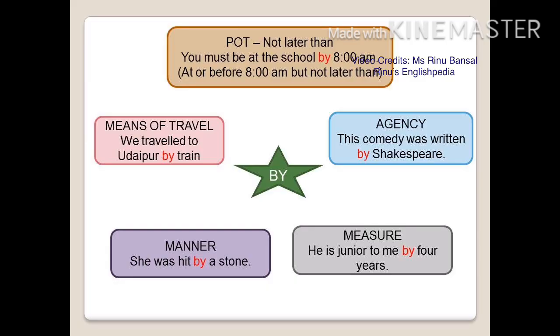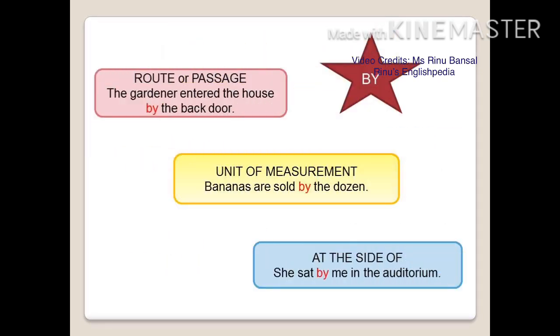By is also used when we talk about the manner of doing something. For example, she was hit by a stone. Again, when we talk about measuring something, we use by. For example, he is a junior to me by 4 years. By is used when we are talking about routes or passages. For example, the gardener entered the house by the back door. It is used with units of measurement. For example, bananas are sold by the dozen.